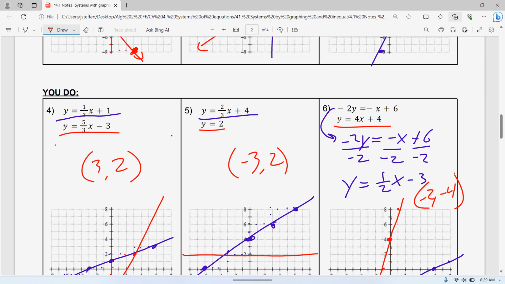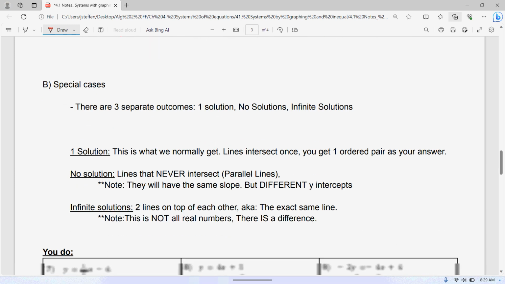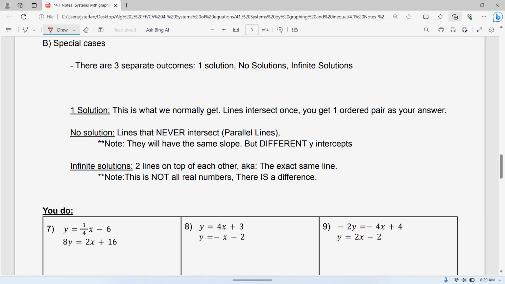For number 4, this was our one solution. Number 5, this was our one. Number 6, this was our one. So that's what we normally get, one solution. So the special ones are no solutions and infinitely many solutions.